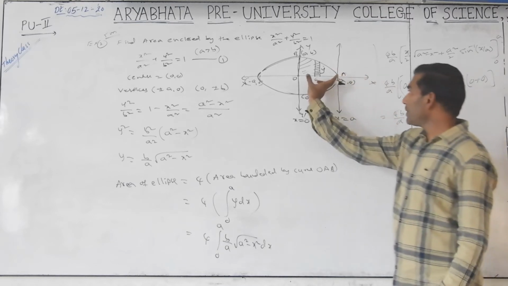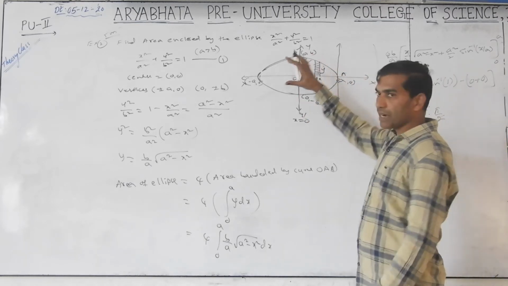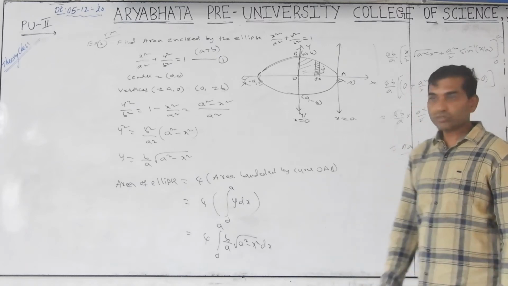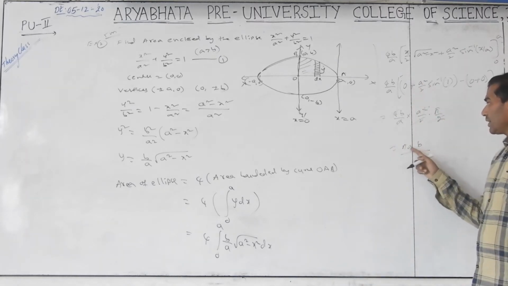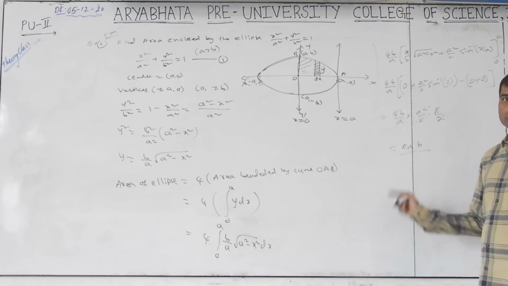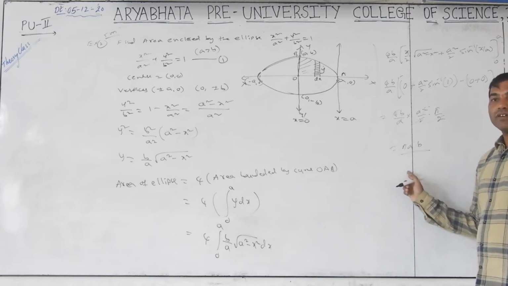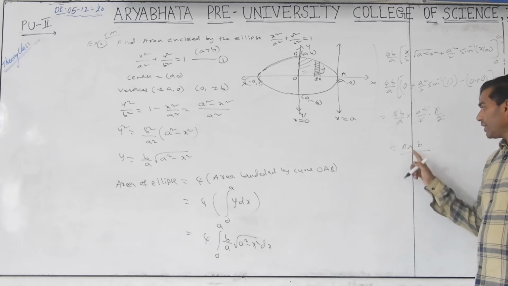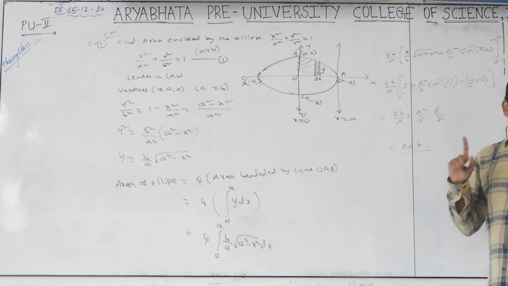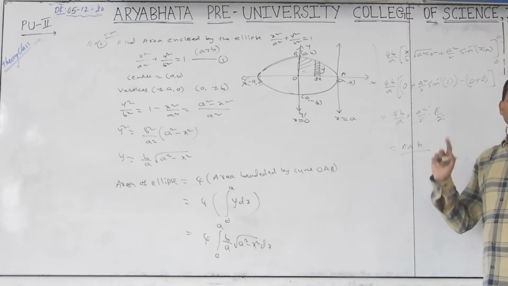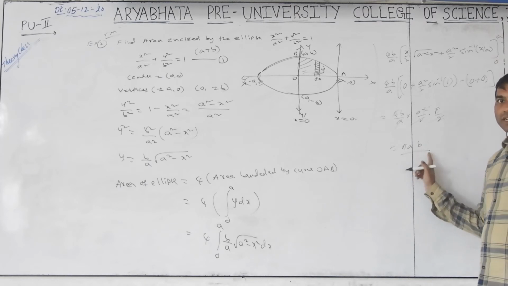When a and b, the lengths of the major axis and minor axis, are equal, it becomes a circle. So when b is equal to a, pi a square, it becomes a circle. So what is the area of the ellipse? Pi a b, where a is the length of the semi-major axis and b is the length of the semi-minor axis.